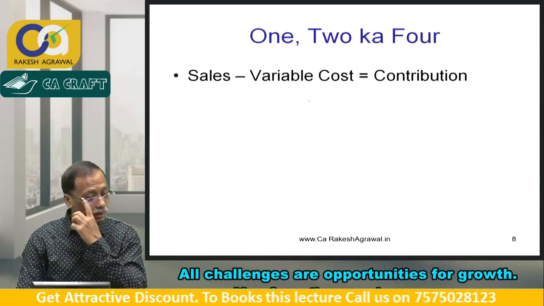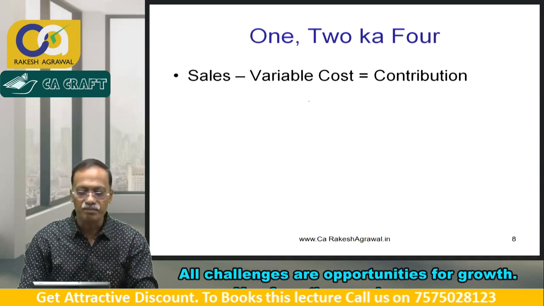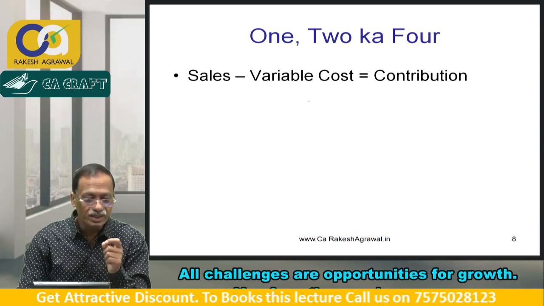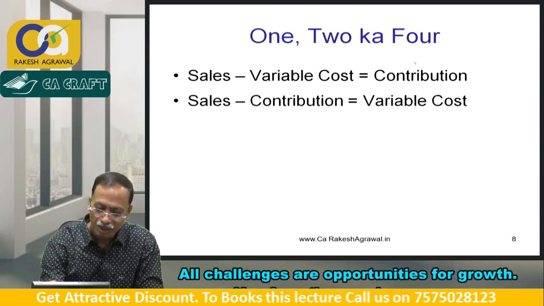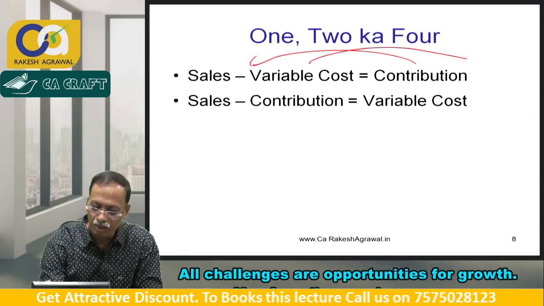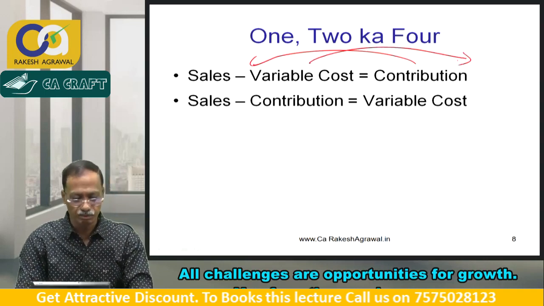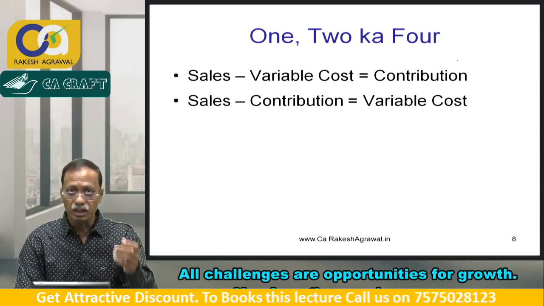As I am telling you, this is not your CA Final syllabus. This is just a quick revision of intermediate marginal costing. Now this is one of the fundamental formulas: sales minus variable cost is equal to contribution, right? Well known. Now I am twisting it. Can it be written like this? I am shifting contribution to the left side and variable cost to the right side. That is, sales minus contribution is equal to variable cost. Naturally it can be done, but it doesn't click at the right time.